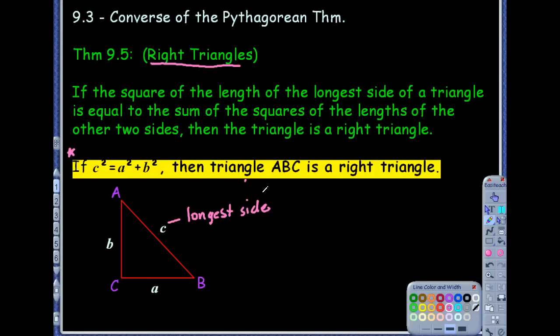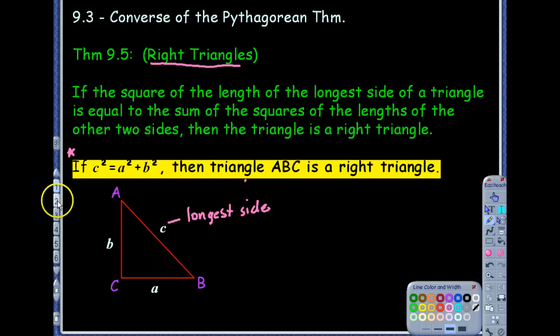Exactly. We just know it's the longest side, but the longest side should be the hypotenuse. Now, how do you know what's going to be the longest side? Well, they're going to give you 3 measurements, and the one that's the biggest is the longest side. So just keep that in mind. And then the a and the b are the other 2 sides. So if this equation is true, c squared is equal to a squared plus b squared, then we know it's a right triangle, which means c is the hypotenuse, which means which angle would be the right angle? That angle C, which is across from the longest side, should be the right angle.